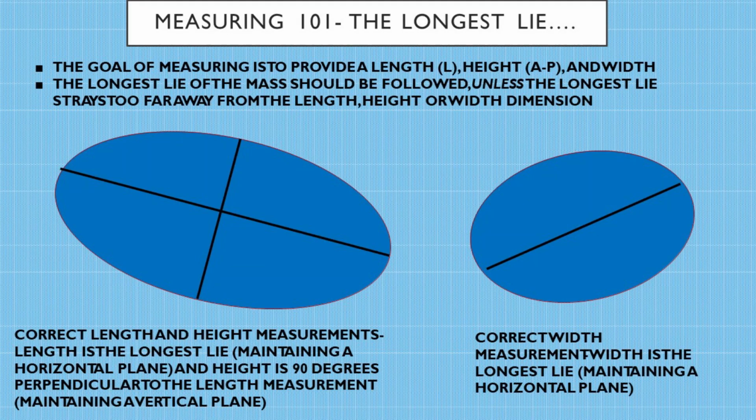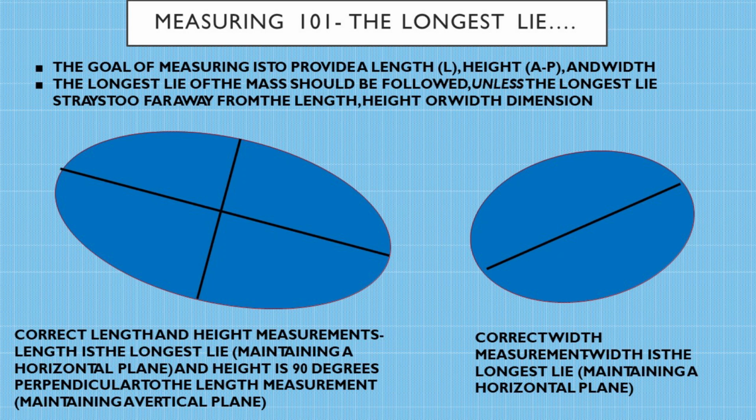The goal of measuring a breast mass is to make sure that you provide a length, a height, which is the anterior posterior dimension or the AP dimension, and the width. The longest lie of the mass should be followed, unless the longest lie strays too far away from the length, height, or width dimension, meaning that the mass is too far on its side. The longest lie means the longest length of the mass.